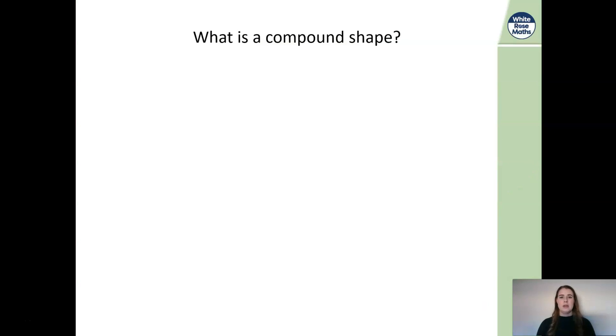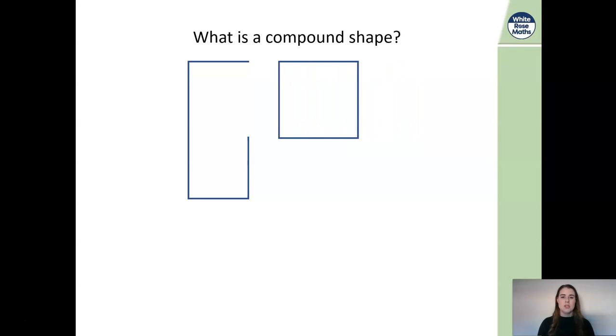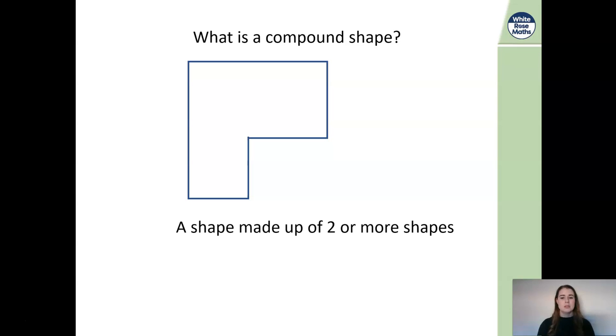So for today's learning, we're going to be looking at what is a compound shape. So here we have a rectangle and a square. These are not compound shapes. However, if we took the edge off and we combined them together, this is a compound shape. So a compound shape is a shape that is made up of 2 or more shapes.